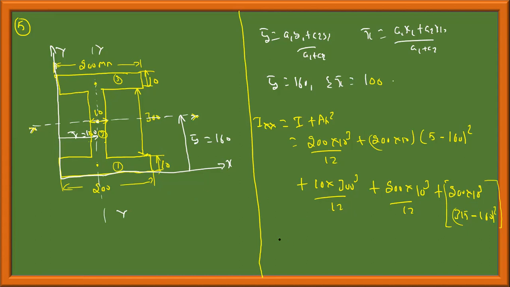Can you tell me what is the value of Ixx? BD cube by 12 plus A, 200 into 10, minus 155 the whole square. Similarly, this has to be 155 the whole square. Are you able to understand this? This is the parallel axis theorem.